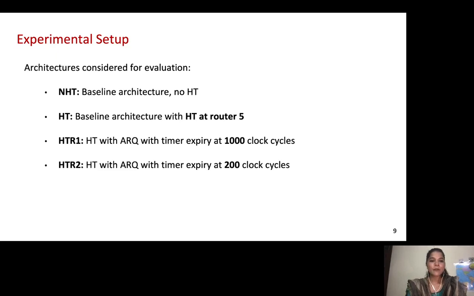We work on 4 architectures for evaluation. First is NHT, where no HT is present. We call it the baseline architecture. HT is the architecture where HT is present at router 5. HTR1 and HTR2 are the cases where retransmission is considered for 1000 clock cycles and 200 clock cycles respectively.